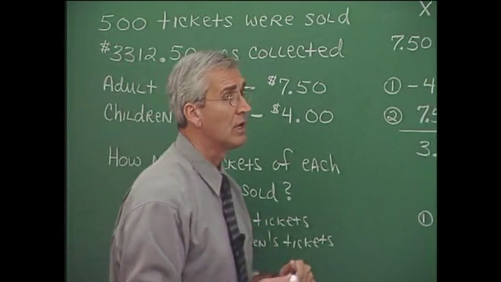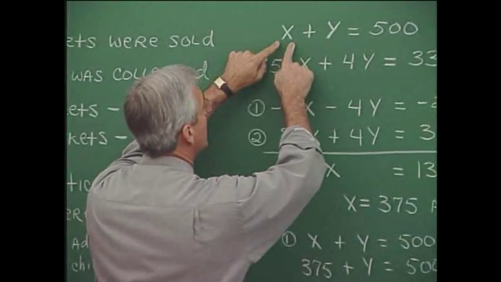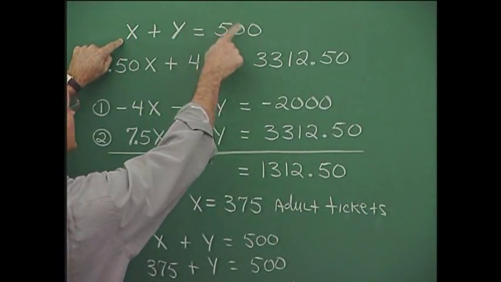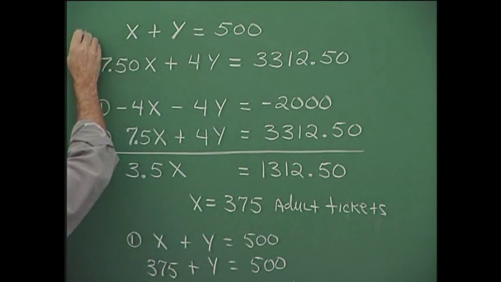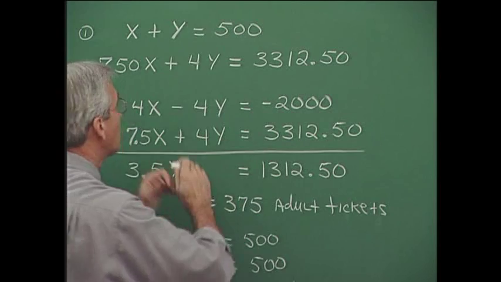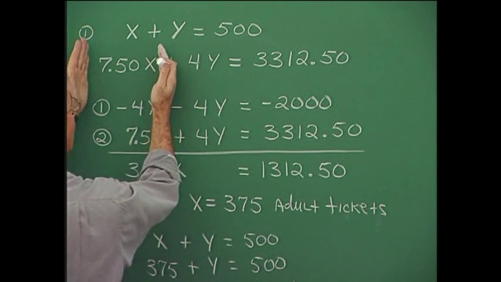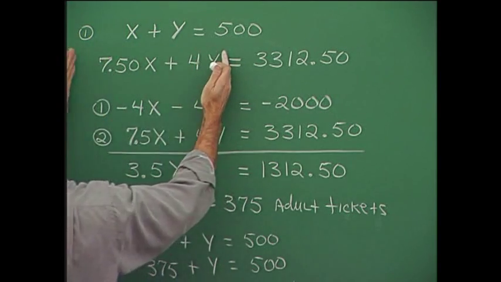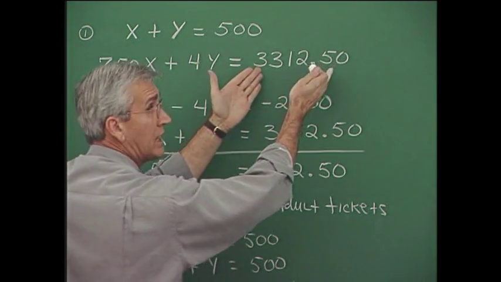Here are the two equations. Equation 1 is simply x plus y is 500. Number of adult tickets plus the number of children's tickets is 500. So that's equation 1. Equation 2 addresses the idea of value. This is the value of the adult tickets. This is the value of the children's tickets. All together we have the total value of all tickets.